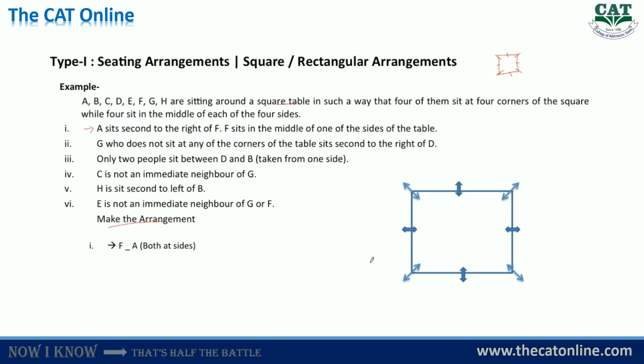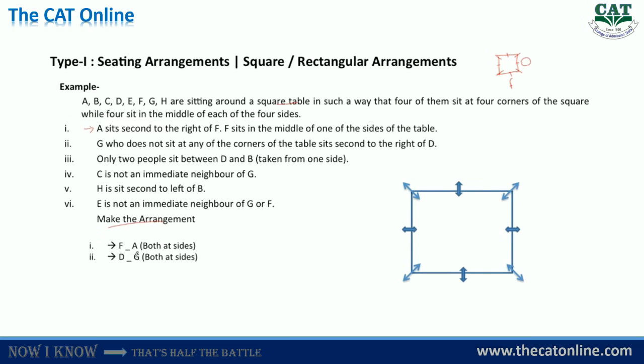So if F would be sitting at any of the middle sides, maybe over here, then there is a gap of one person, which would be the corner. So because F is sitting at a side, A would also be sitting at one of the sides. The next information says G does not sit at any of the corners. It means we have the third person G who is sitting at one of the sides. G sits second to the right of D. So this is D, first place to the right of D, second place to the right of D.